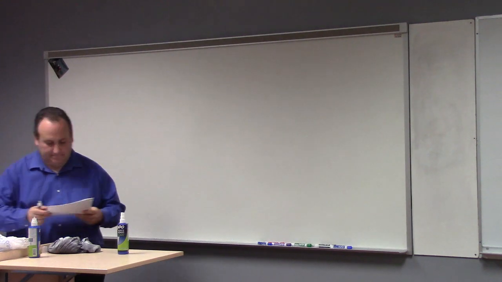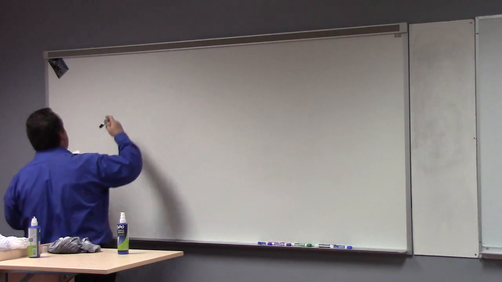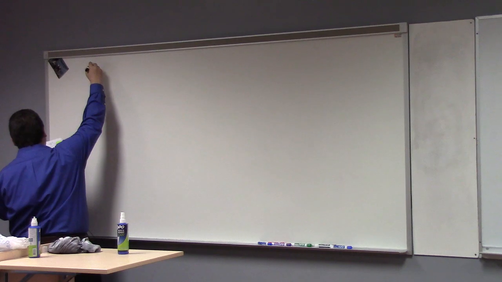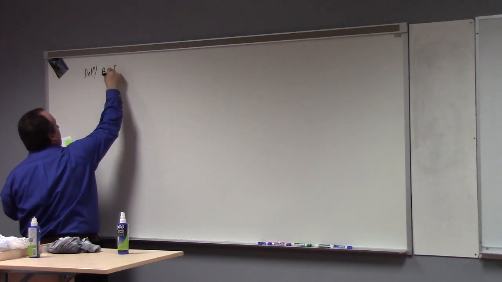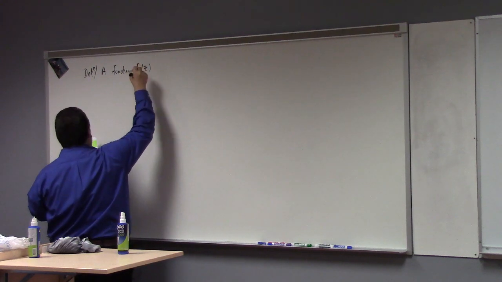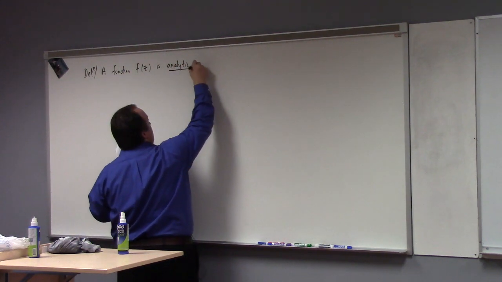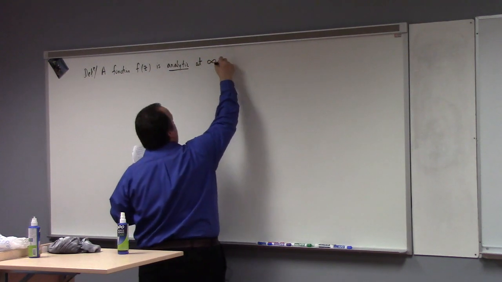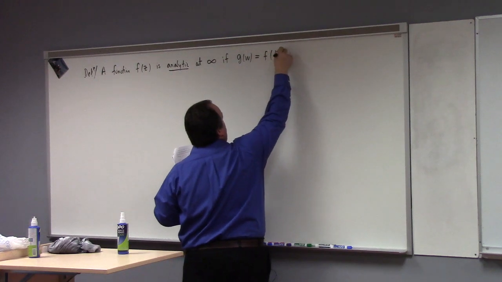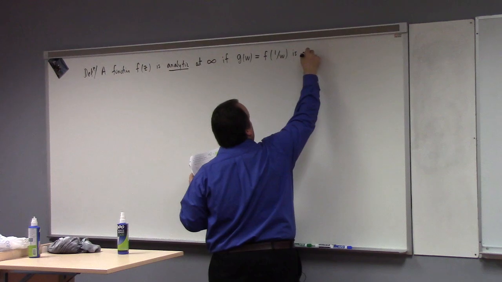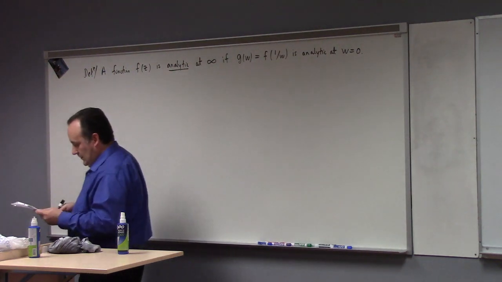So I'm actually going to start with what we mean by a function being analytic at infinity. So that was something we missed, and here's the definition. So we're going to talk about power series expansions at infinity, basically. Definition. A function f of z is analytic at infinity if g of w equal to f of 1 over w is analytic at w equals 0. All right.